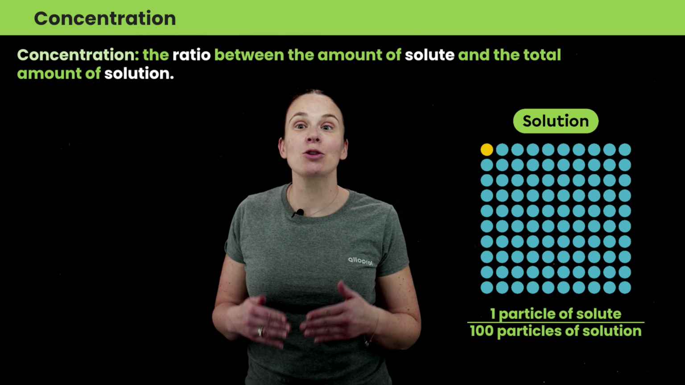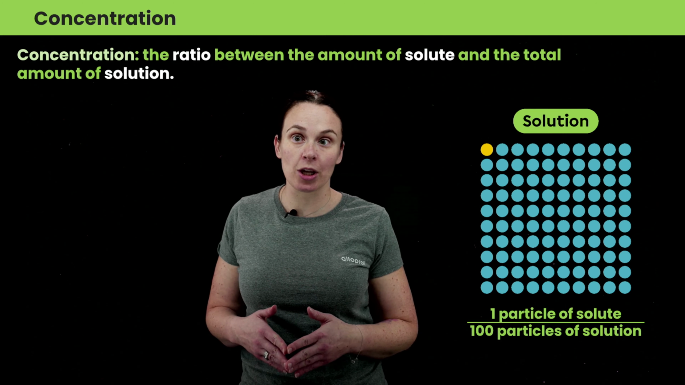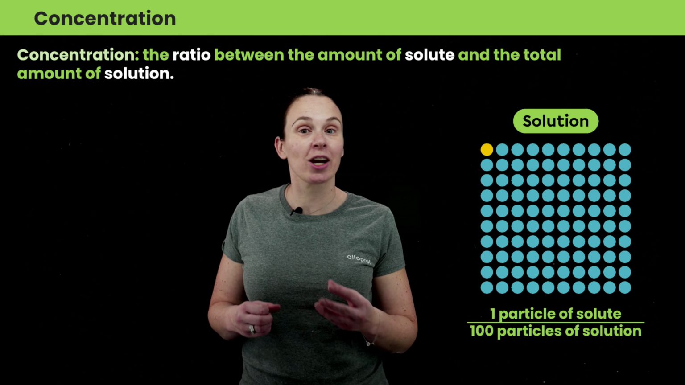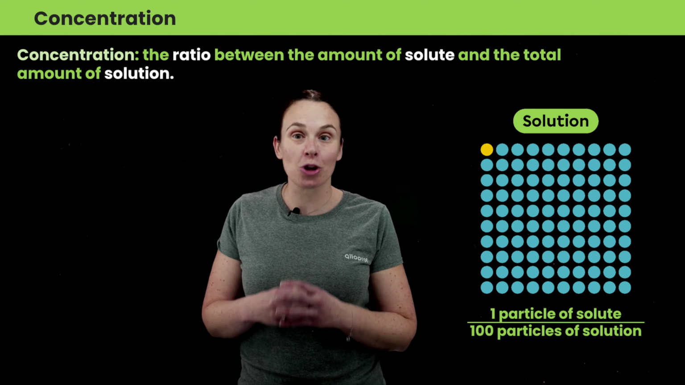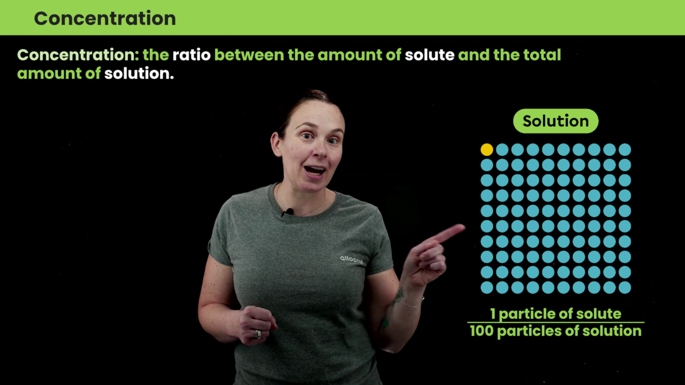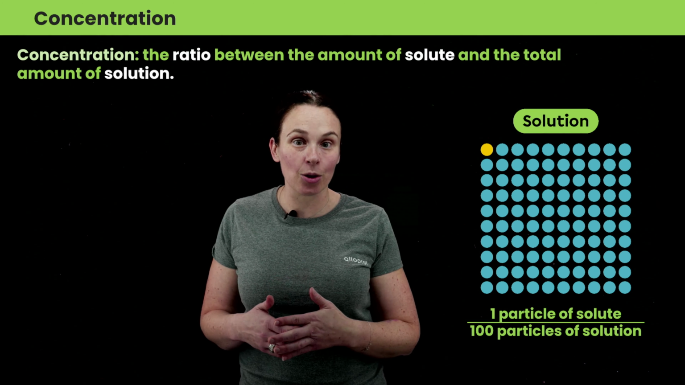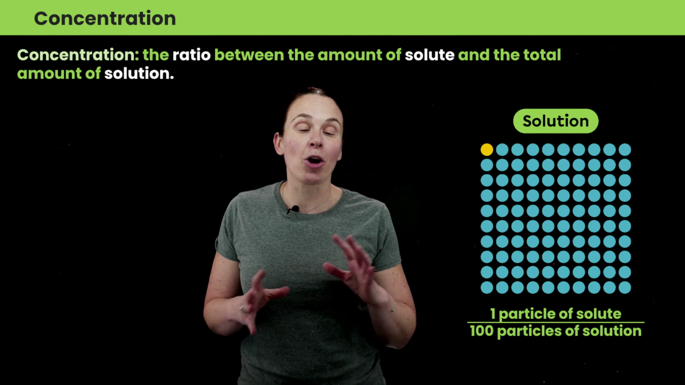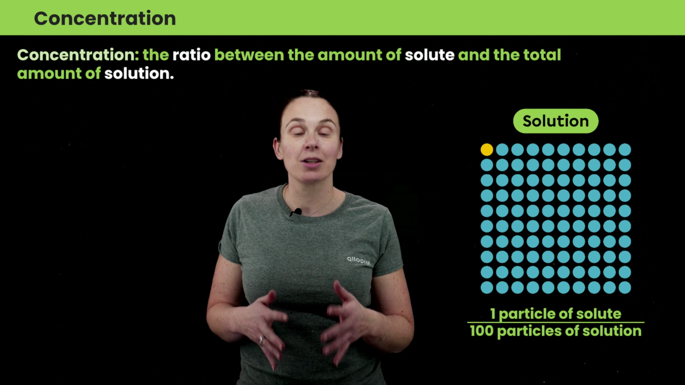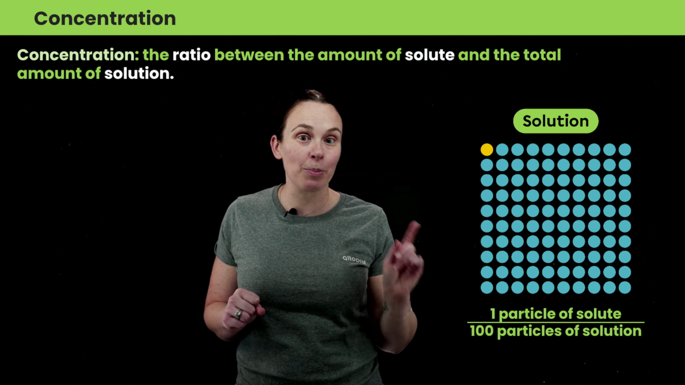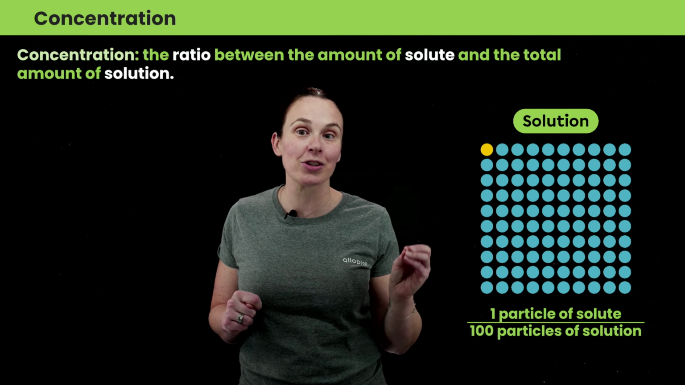So concentration is the ratio between the amount of solute and the total amount of solution. And the total amount of solution is our combined solute and solvent. So if we add those two together, we get the total solution. So if we look at 100, we have 100 particles here. As you can see, the ones that are in yellow, that is our solute per 100 particles of solution. It's not comparing solute to solvent. We are saying that there is 1% solute in 100% or 100 particles of solution.